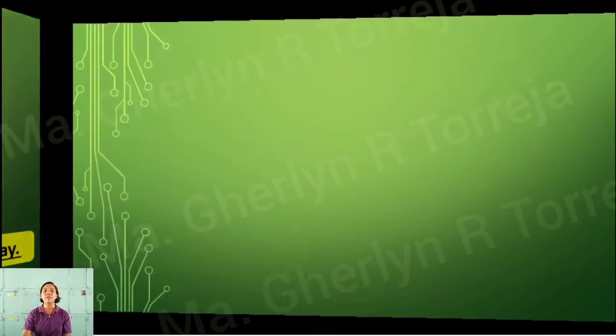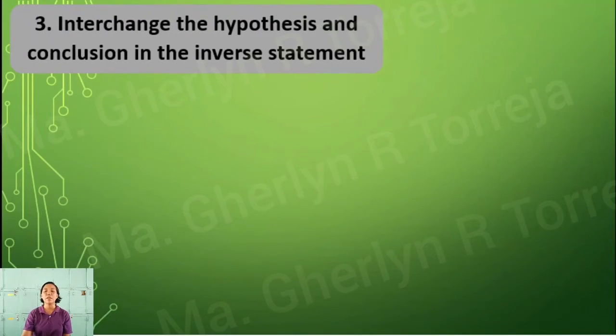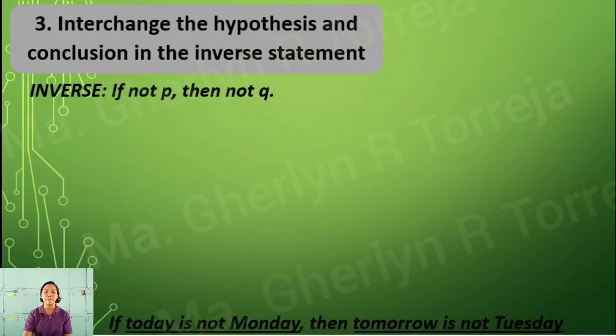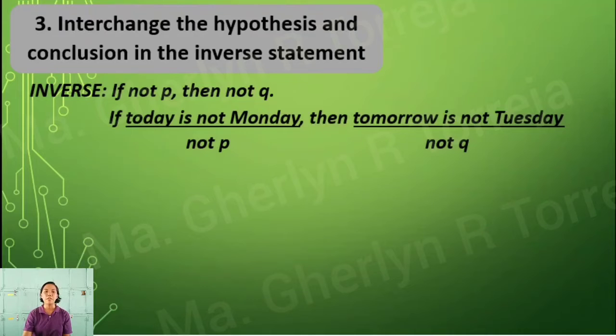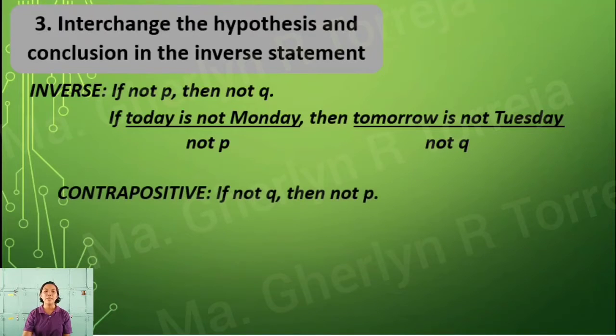Let us have the last way, which is to interchange the hypothesis and conclusion in the inverse statement. Okay, our inverse is if not P, then not Q. By the way, magiging helpful po ang way number 3 if meron na tayo ng inverse na statement. So, kung wala pa tayong inverse na statement, better use the first way. Okay, so this is our inverse. Let us now write the contrapositive. If not Q, then not P.